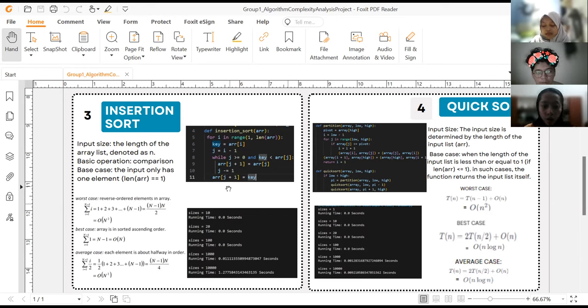And this is the code. This is quicksort implemented in the Python language. In the quicksort algorithm, the input size refers to the length of the input list, denoted as arr. This length determines the scale of the data. The algorithm operates through its recursive steps.